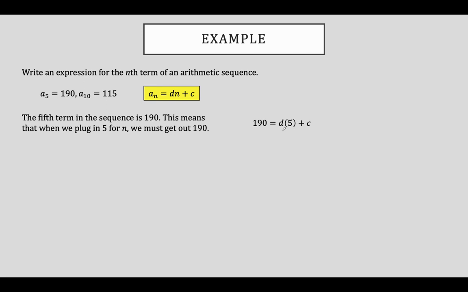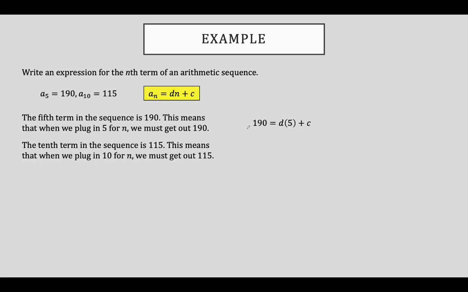190 equals d times 5 plus c. Notice we plugged in 5 for n, we got out 190. The 10th term in the sequence is 115. This means that when we plug in 10 for n, we must get out 115. 115 is equal to d times 10 plus c, and again, we have created a system of equations to allow us to solve for d and c.